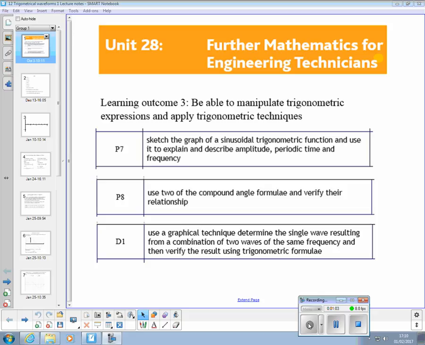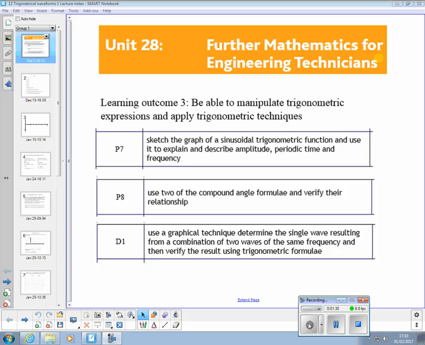And then D1 is use a graphical technique to determine the single wave resultant from the combination of 2 waves of the same frequency, and verify the result using trigonometric formulae. That's the distinction question, where you're expected to have a lot less hand-holding from me, expected to use what you learn in the sessions to do that question.